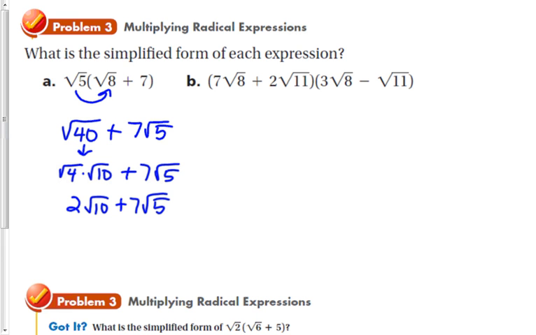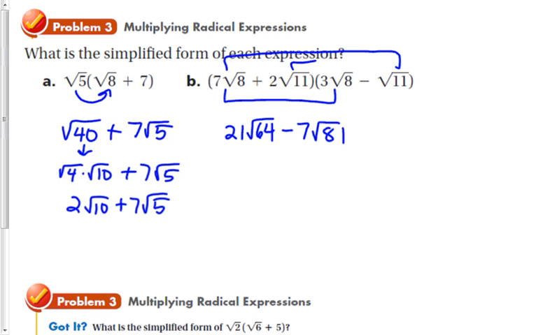Okay, and in this next problem, we are going to use FOIL because we actually have a couple of what we can think of as binomials. So I'm going to multiply my first two together, and that's going to give me 7 times 3, which is 21. Times the square root of 8 times 8 is 64. Okay, and then I'm going to do the outside two, and that's 7, and actually it's a minus 7, and square root of 8 times square root of 11 is square root of 88.